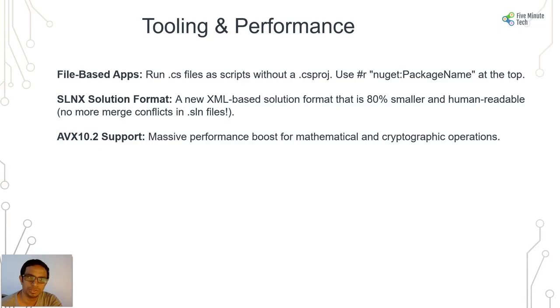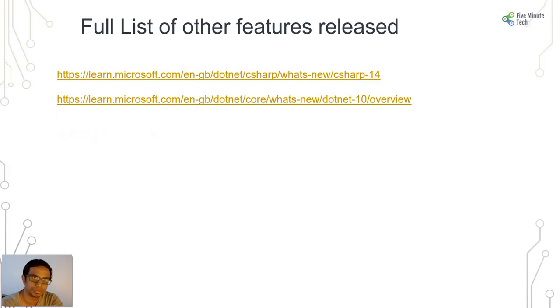AVX 10.2 support is there, which is resulting in a massive performance boost for mathematical and cryptographic operations. And this is the full list which I will be showing you now, wherein there are some other smaller changes which will impact the way we code in .NET Framework, .NET Core and the C# language. So let's see some more details there.